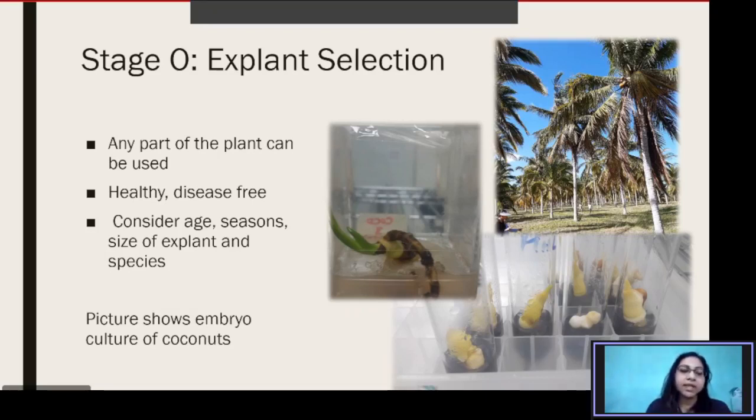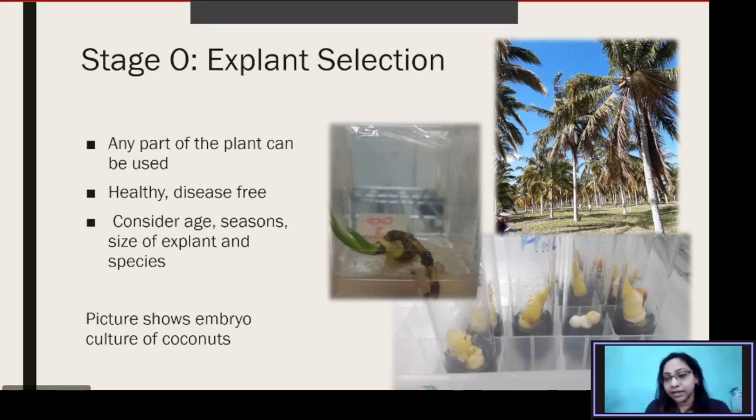Larger explants tend to respond better in culture because they have a reserve of nutrients that could propel their growth in culture. And obviously the species matters. Some species grow better in culture than others. Some are even very difficult to culture.